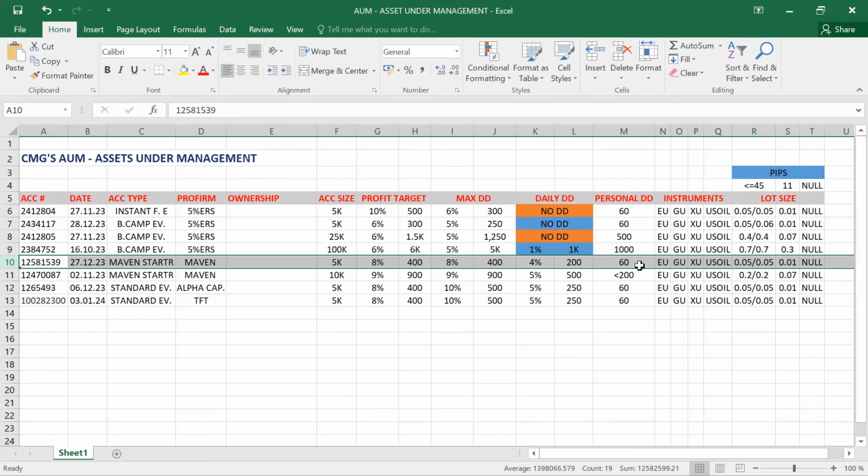One account may go with EU, GU, gold. Another account may go with only EU and GU. Some go with only GU. And then some go with only US oil, right? But an account can have EU, GU, XU on it with trade positions open at a go. Now, once again, the fact that I've listed these three or four pairs or currencies doesn't mean all the time I have to have all these positions open on an account.